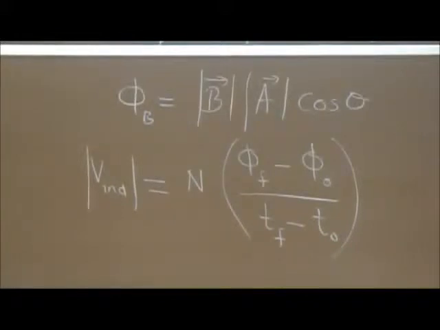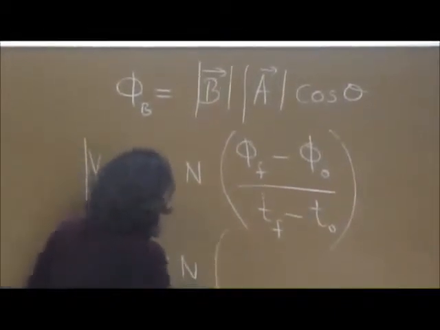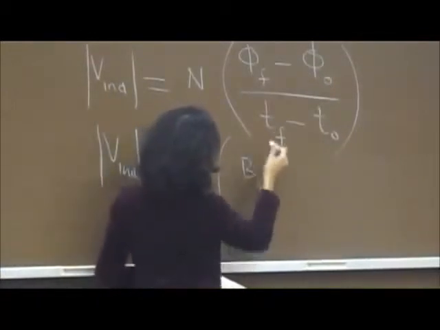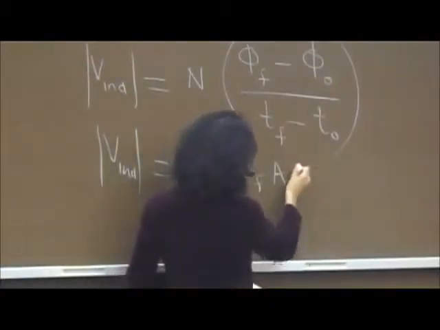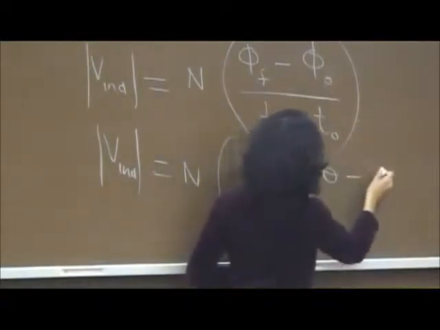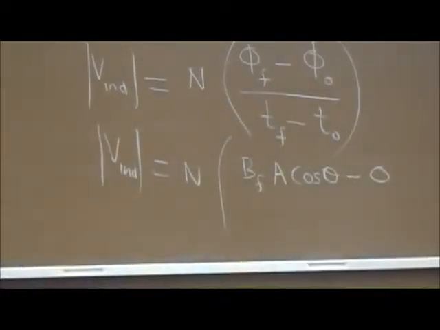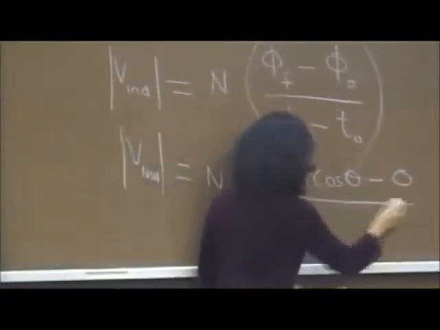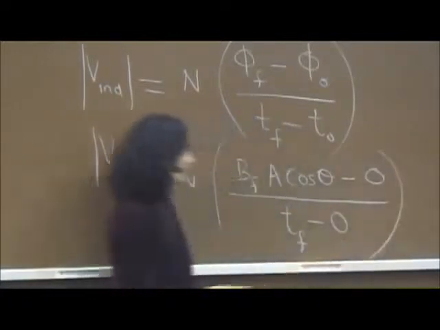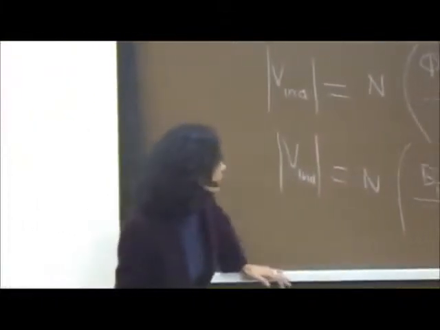Right? And so basically, V induced is going to be N times phi final, which is given to us. It's B final times the area times cosine 30 degrees, minus phi 0, which is 0. Does everybody agree with me? Because the initial magnetic field is 0. B 0 is 0, that means phi 0 is 0. Divided by t final minus, again, initial time is 0 also.